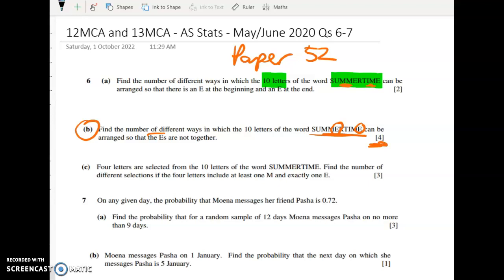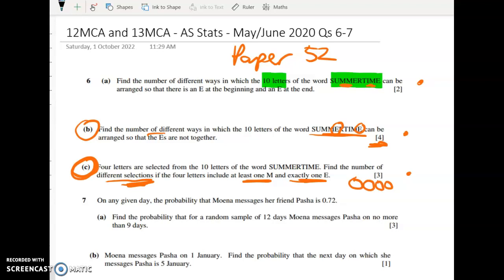And then the last one, where we're going to look at cases, is where we're choosing 4 letters out of 10 from the word summertime, and we have to find the number of different selections if the 4 letters include at least 1 M and exactly 1 E. So as soon as we read that, we should be thinking about, well, do I care about the order of the letters or not? And I don't, right? So I'm just finding the number of different groups of 4 letters that I can have in there. So that tells me straight away that this one is going to be a combination, right? These ones are going to be what we call arrangements, where we're mainly working just with factorials.